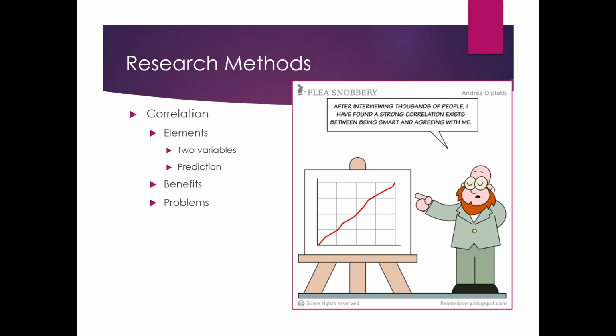Here's an example: "After interviewing thousands of people, I have found a strong correlation exists between being smart and agreeing with me." Just because two variables go together doesn't mean that one's causing the other. So being smart doesn't cause you to agree with him, or agreeing with him doesn't make you smart, right? We can't say that. All we know is that the two things are going together. And I'm not sure that agreeing with him really goes with being smart.